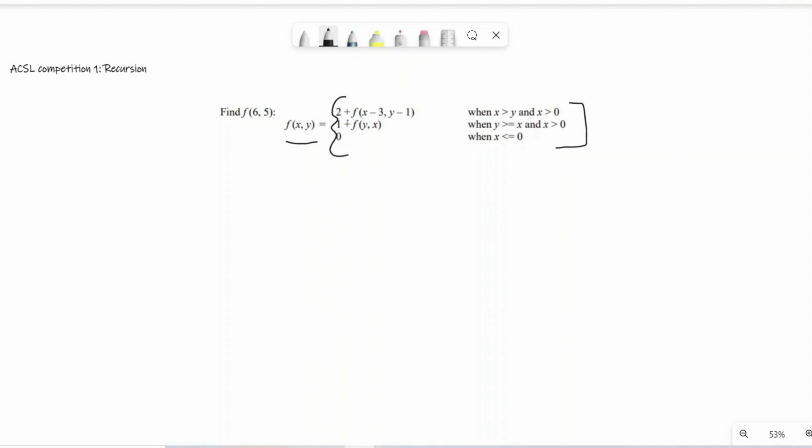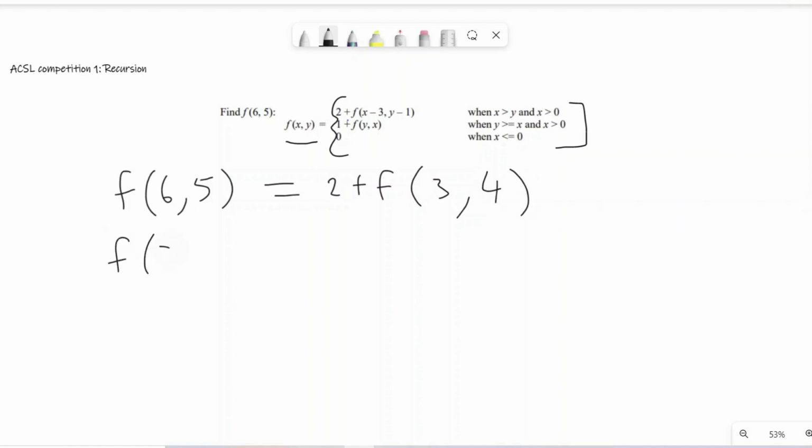Let's draw a little curly brace to indicate that's piecewise. And let's start solving. So first, we start with f of 6, 5. And this would equal what? So the first condition says when x is greater than y and x is greater than 0. So that satisfies both of those conditions. So we would go with the first function, 2 plus f of x minus 3, which would be 3, comma y minus 1, which would be 4.